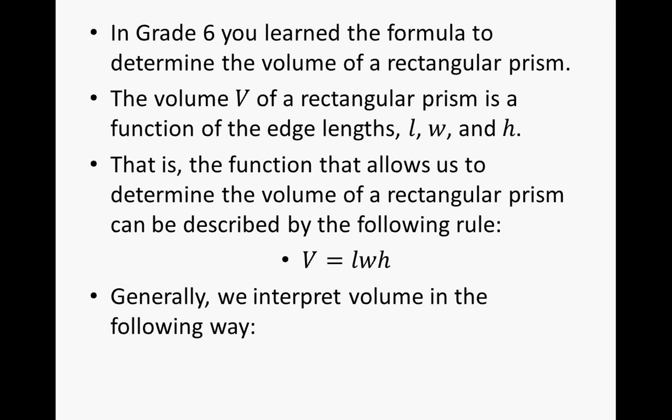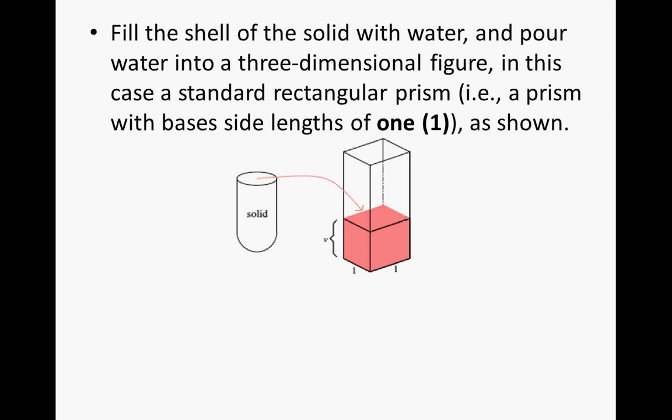Generally, we interpret volume in the following way. Fill the shell of a solid with water, pouring water into a 3-dimensional figure, in this case a standard rectangular prism. Example, a prism with base side lengths of 1 as shown. So if we had the base as 1 by 1, keeping in mind that even though this doesn't look like a square, this would make a square, and then the height is going to be the volume.